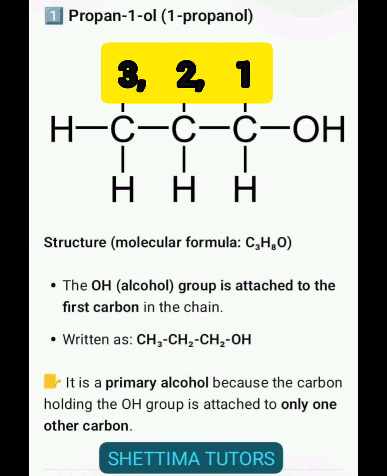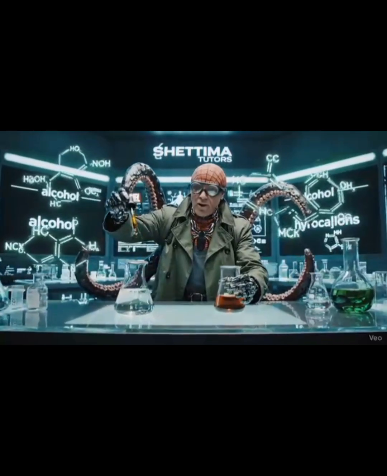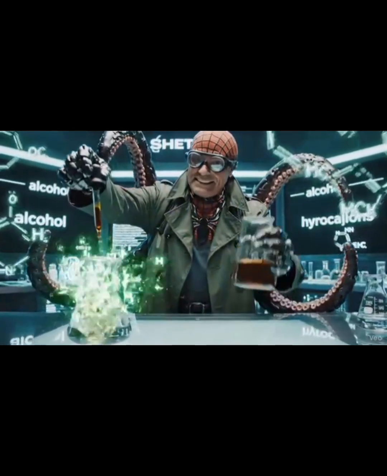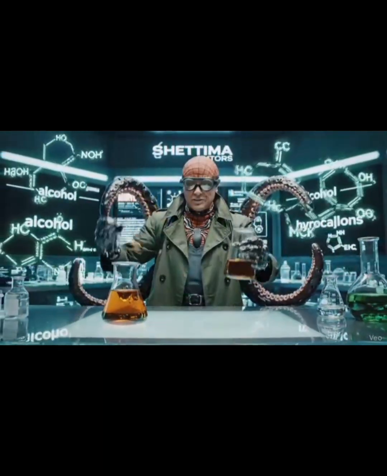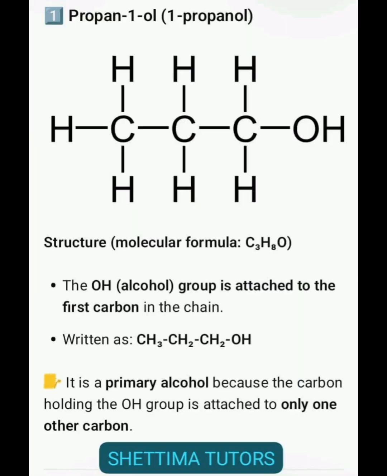Now we notice that the OH is attached to the first carbon, so that is carbon 1. Therefore, the name propan-1-ol. Primary or first degree alcohol, 1 carbon. Secondary or second degree, 2 carbons. Tertiary or third degree, 3 carbons around. Therefore, you can see the formula CH3, CH2, CH2, and then OH. So, of course, this is a primary alcohol.